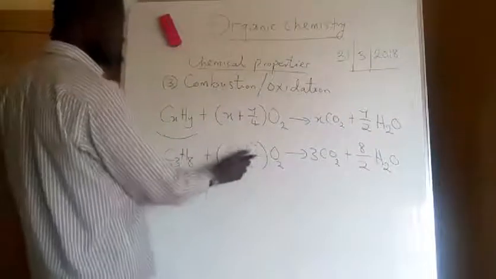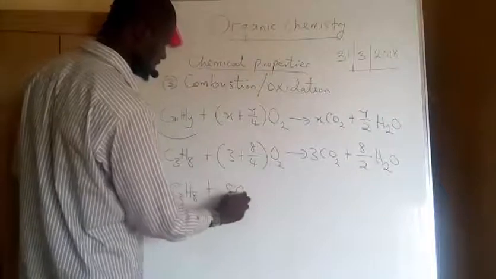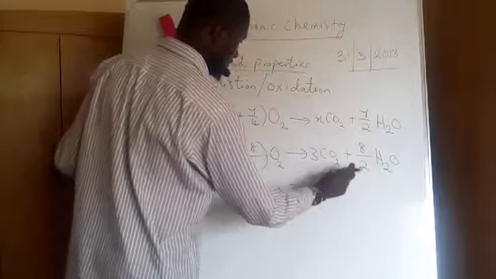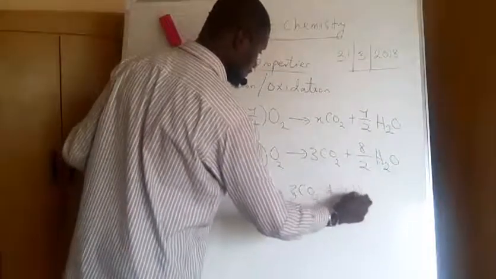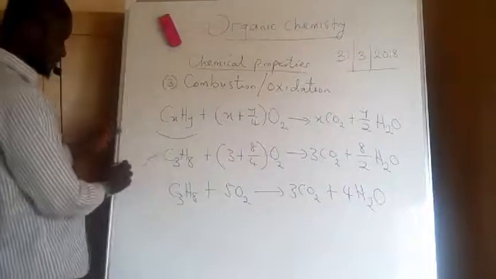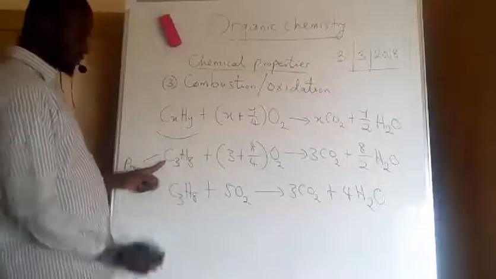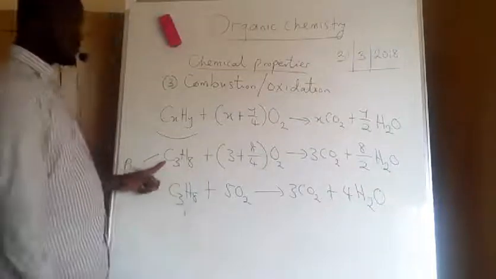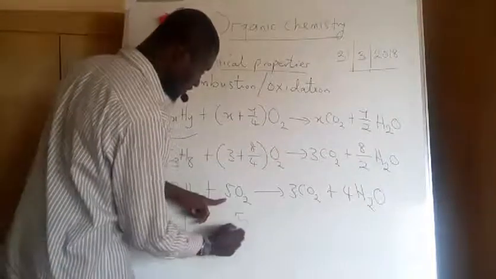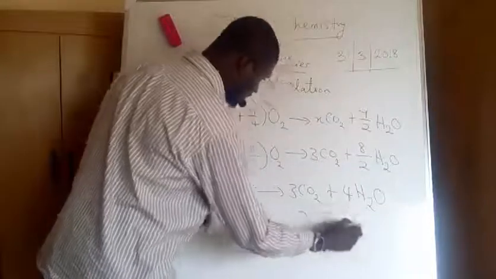So this gives me C3H8 plus, 8 over 4 is 2, 2 plus 3 is 5, I have 5O2 to give me 3 CO2 plus 8 over 2, which is 4 H2O. So if this compound, which is propane, if 1 mole of propane undergoes a complete combustion, it requires 5 moles of oxygen to produce 3 moles of carbon dioxide and 4 moles of water.